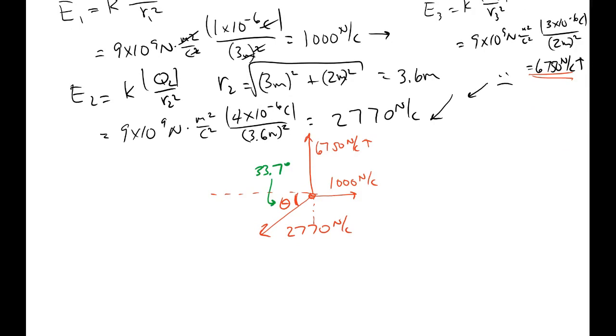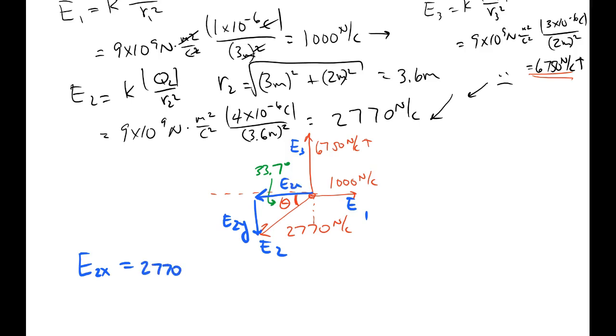So what I'm going to need to do is take this E2, that's E2, E3, and E1. I'm going to have to break up E2 into E2x and E2y. Now E2x would be that value right there, and then E2y would be this. So E2 in the y direction, E2 in the x direction. E2x would be 2,770 newtons per coulomb cosine of 33.7 degrees because it's adjacent. And so that's 2,770 times cosine of 33.7, and I get 2304.5 newtons per coulomb, and that is to the left.